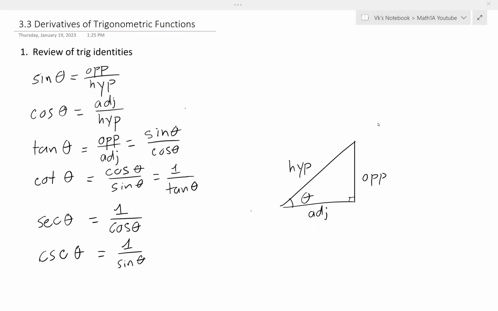Cotangent is cosine over sine, the same as 1 over tangent. Secant of the angle theta is 1 over cosine, and cosecant of the angle theta is 1 over sine.